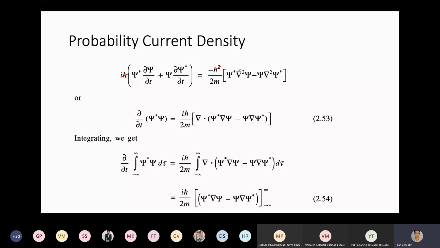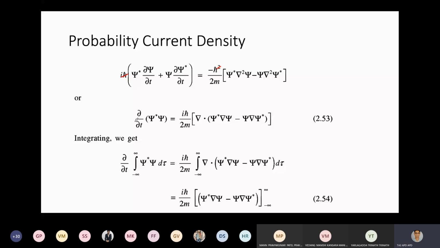that will be a dot product between del and this vector. This is a vector: ψ* ∇ψ minus ψ ∇ψ*. Clear? Now let us take an integration.